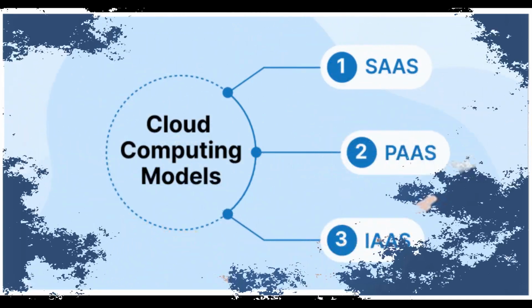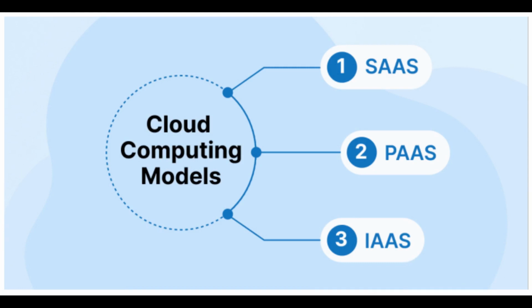Cloud computing services. IaaS, Infrastructure as a Service, PaaS, Platform as a Service, and SaaS, Software as a Service, are the three most common models of cloud services, and it's not uncommon for an organization to use all three. SaaS, Software as a Service.